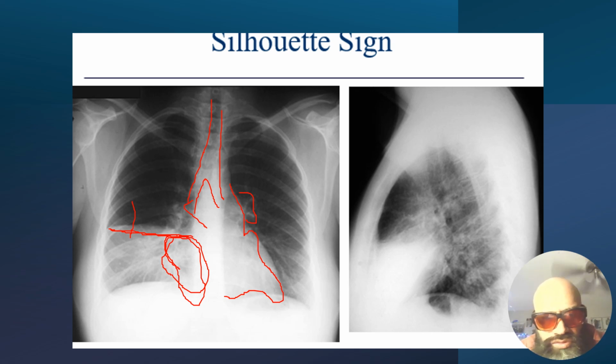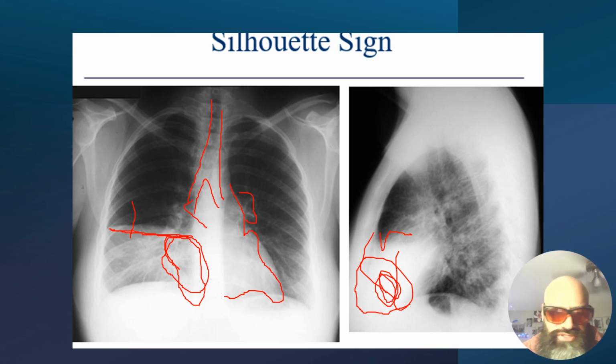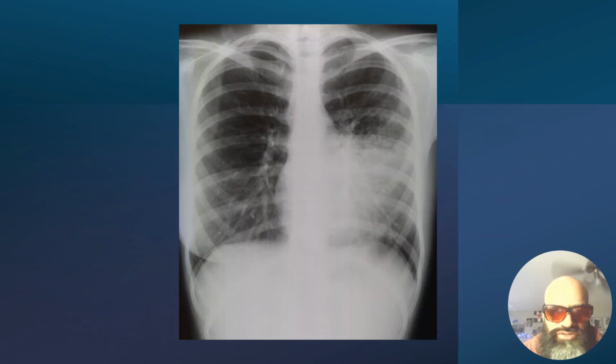We go towards the lateral view. You can see that even on a lateral view, where we have the pulmonary infiltrates or consolidation, it also obscures the heart border here as well. Okay, so that's what a silhouette sign is. I'd recommend you know that.